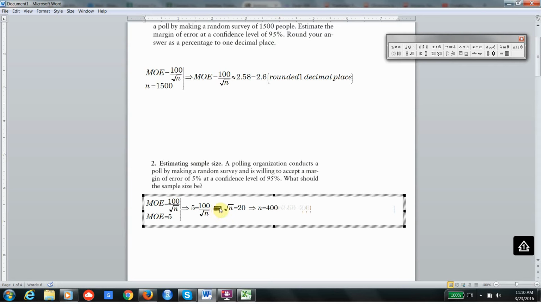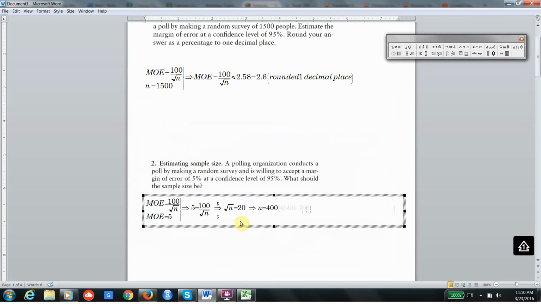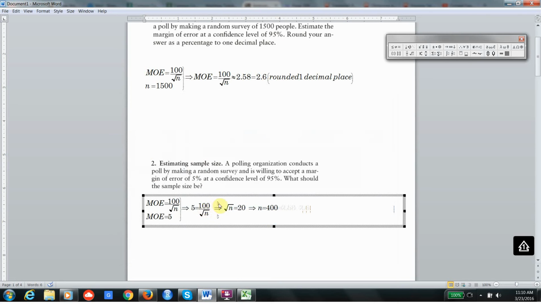So here all I'm doing is solving for n. Okay, I'm going to solve for n here. So we're just using some simple algebra. And here I'm just squaring both sides.